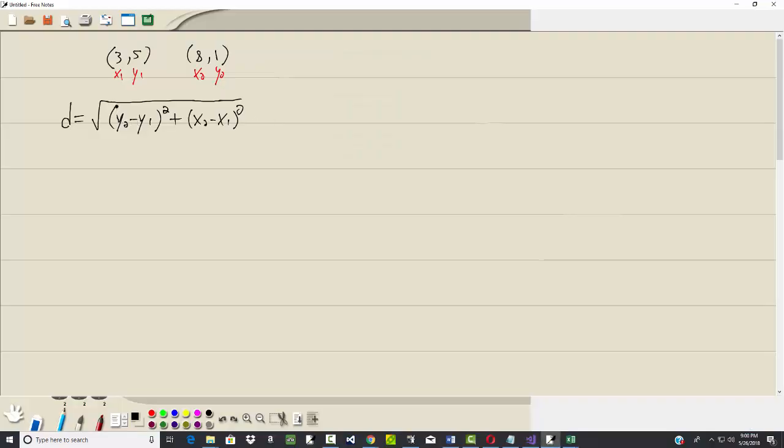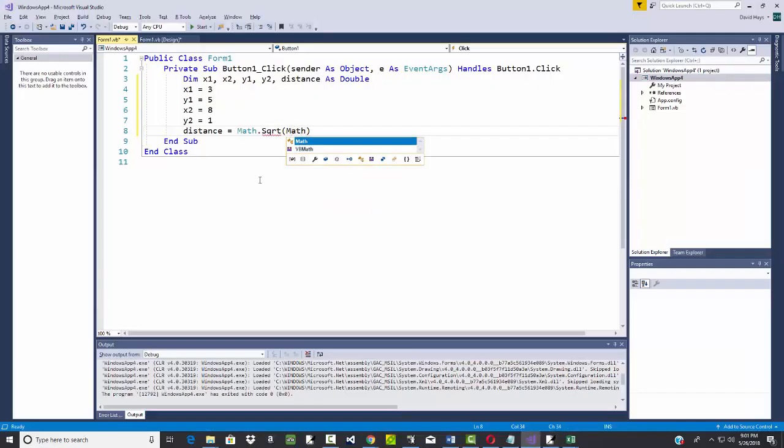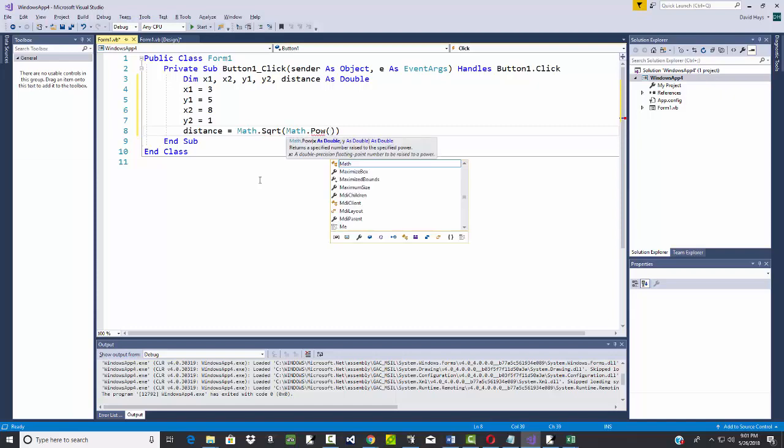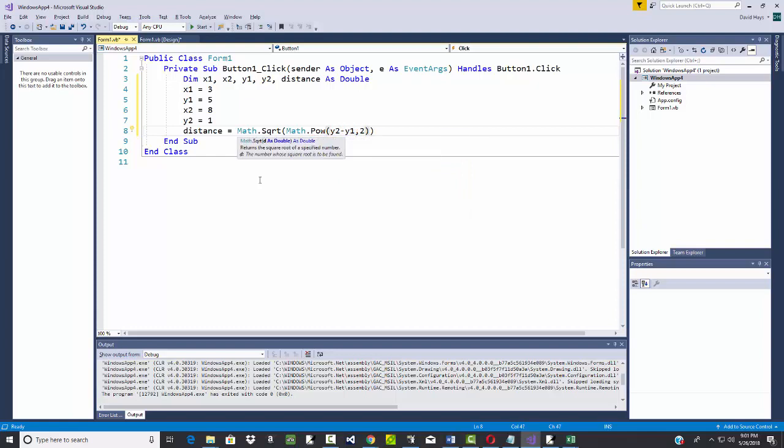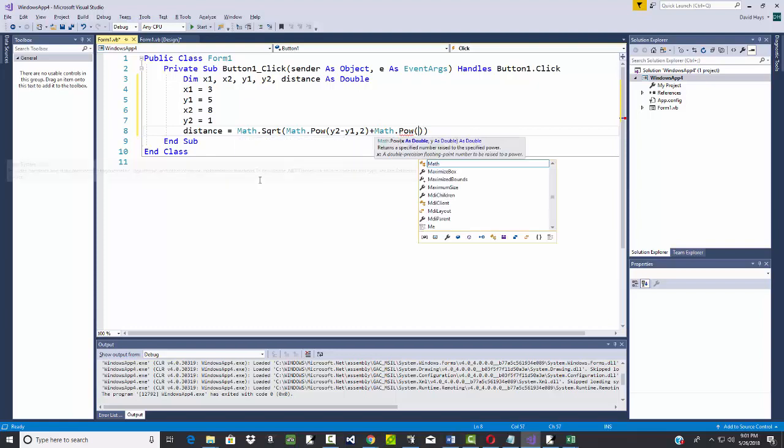Okay, well, if I look at what's inside, looks like I have a power here. I could do a caret 2, but I'm going to show another math function. Math.pow, that's power. And then the first part is y2 minus y1, comma 2 for the second power. Okay, so that's going to be that squared plus math.pow, and I'll do x2 minus x1, comma 2. Now, as you're doing this, it tells you what these represent. Returns a specified number raised to a specified power. Tells you y is a double precision floating point number that specifies a power. So that's our second power.